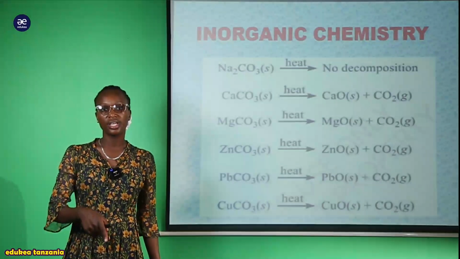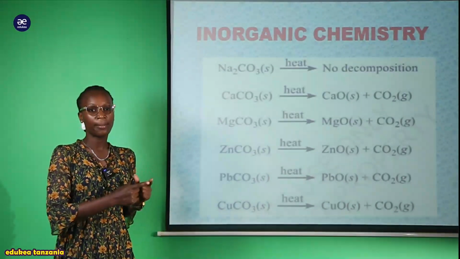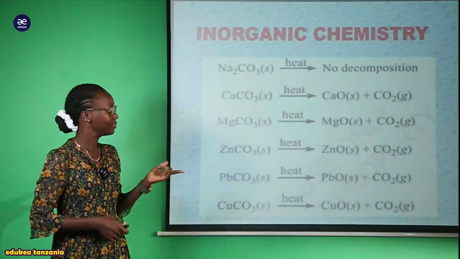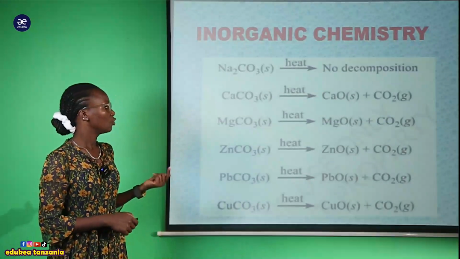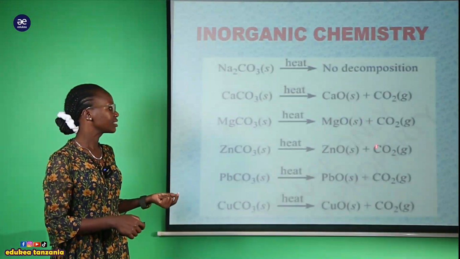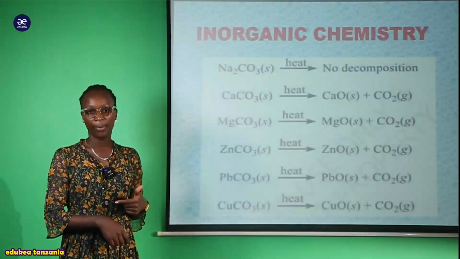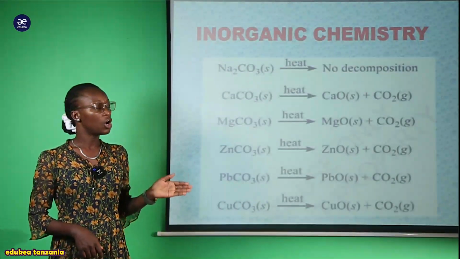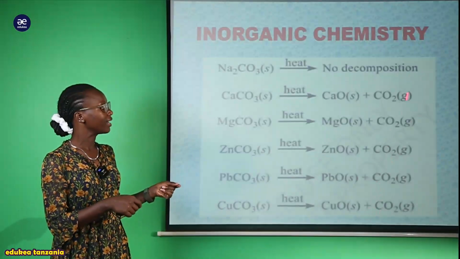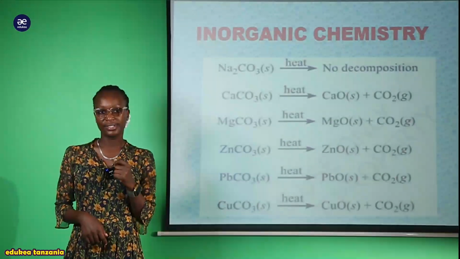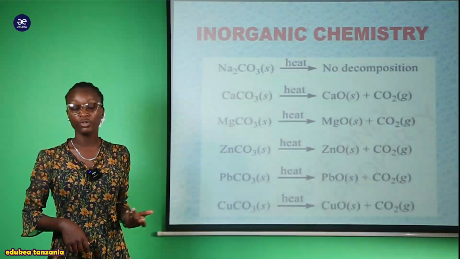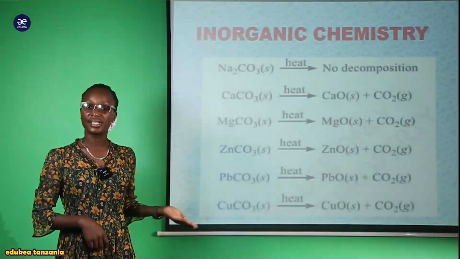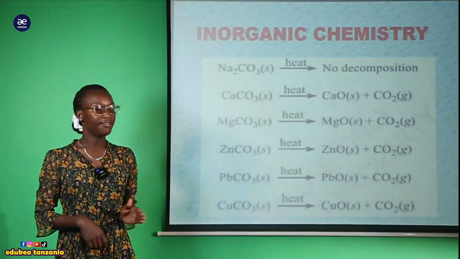When we talk about the oxide of metal, maana kama tunaangalia ile metal ambayo imekuwa associated with the oxygen. For instance, tuna calcium oxide, tuna magnesium oxide, tuna zinc oxide, tuna lead oxide, tuna copper oxide. All these are metal oxide compounds. But also this reaction involves the release of carbon dioxide gas. Kwa hiyo endapo utakutana na hili swali amekuletea hizi reaction anataka complete, very simple.